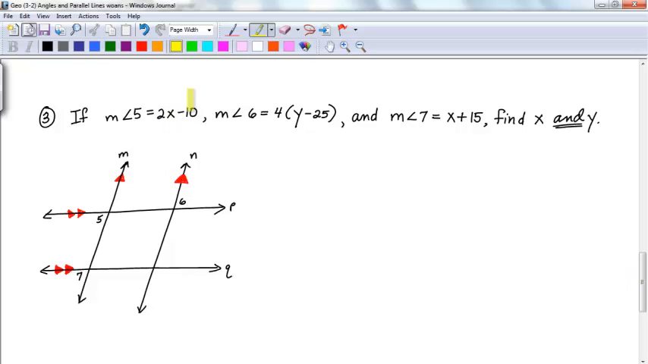They're actually in the labels. So angle 5 is 2x minus 10. Angle 6 is 4 times the quantity y minus 25. And angle 7 is x plus 15. They want you to find x and y. What can you find first? Look at how they label this. This line is parallel to this line, and this line is parallel to this line. If they have more than one set of parallel lines, they're going to use 2 red arrows or 3 red arrows to another 3 red arrows.